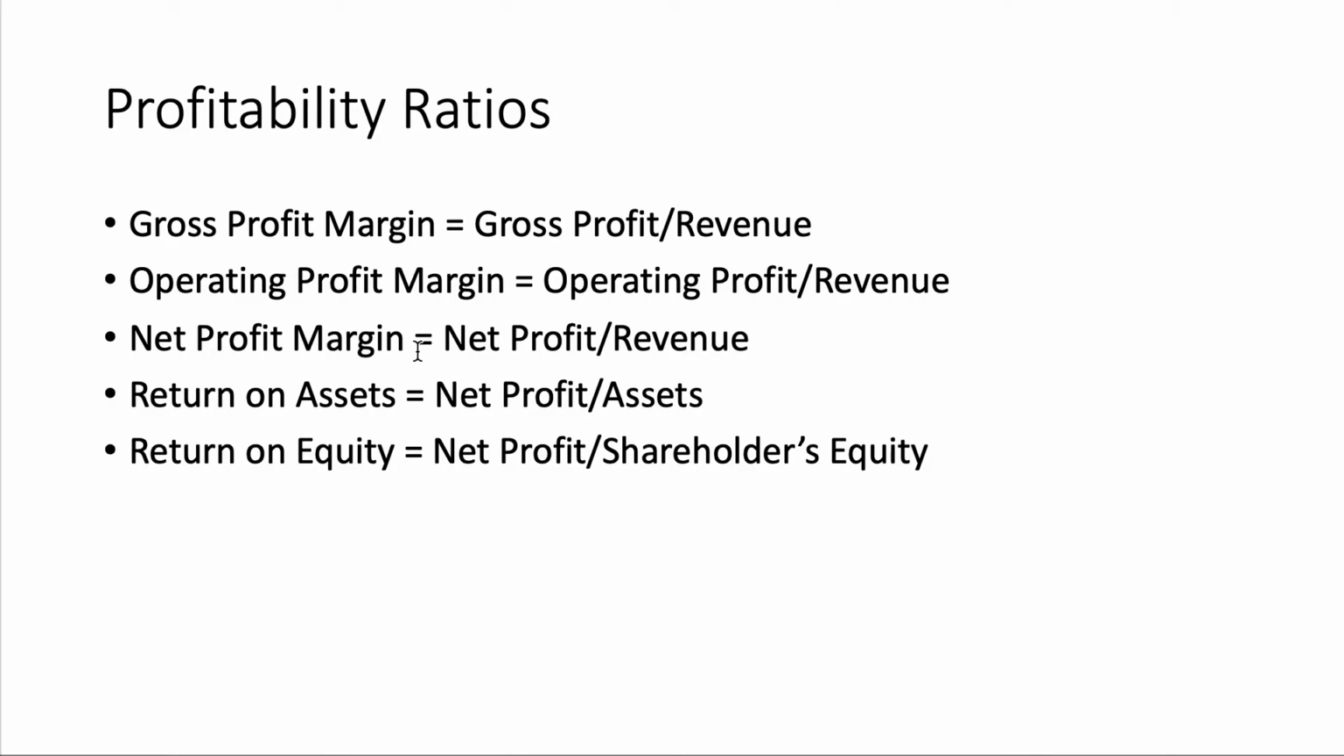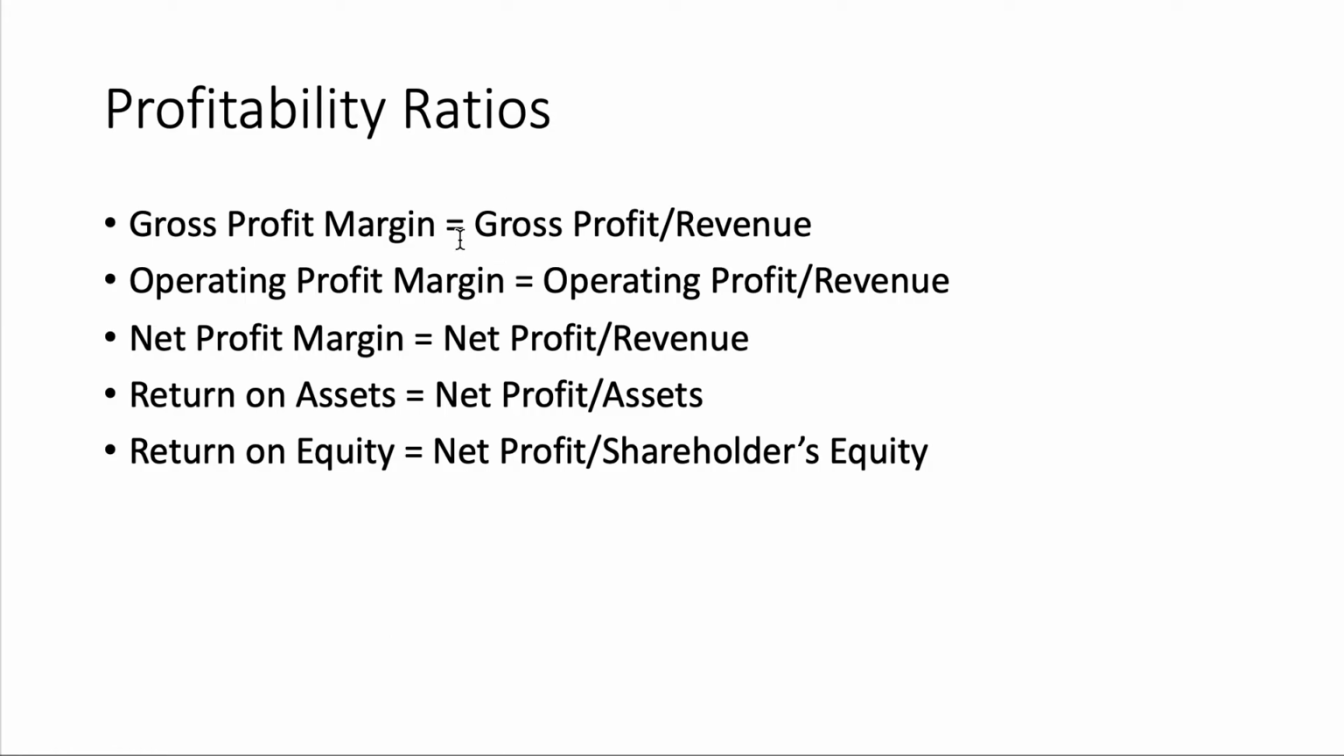Net profit margin represents the net profit percentage from total sales, and return on assets represents the net profit that's been added back to the assets in the balance sheet. Return on equity represents how much earnings per share we're going to calculate for the year.